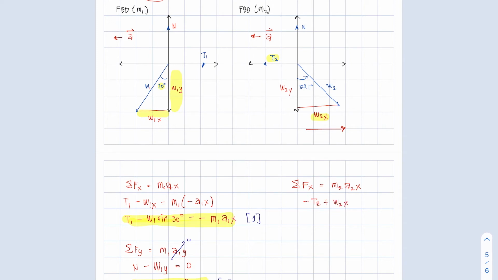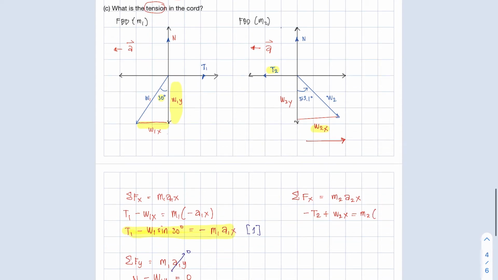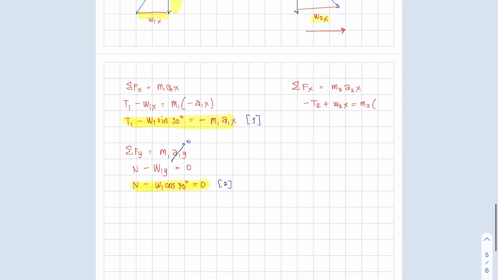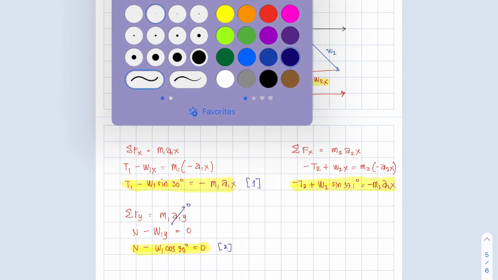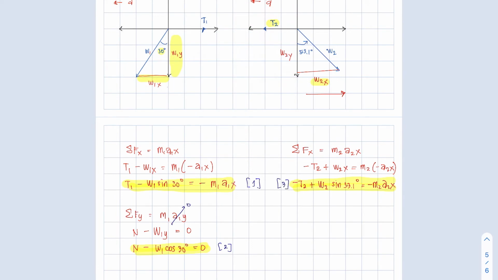Plus W2x is equal to negative M2. So you won't be confused, I'll write M2 and then A2x, and since it goes to the left, that will bear a negative sign, so negative A2x. Simplifying, I have negative T2, and plus weight 2, still opposite, so sine again. So W2 sine of 53.1 degrees is equal to the negative of M2 A2x. This is the equation 3 that we get. I will note this as my equation 3.